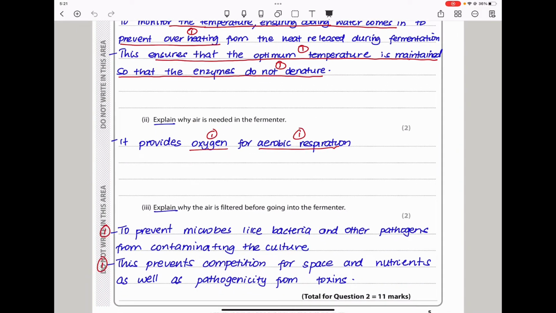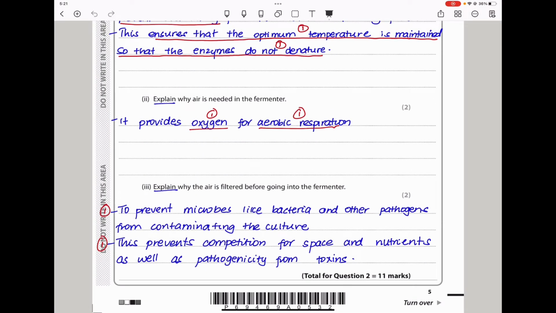The next part, they say, explain why air is needed in the fermenter. Air provides oxygen for aerobic respiration. So this is important. Oxygen is required by these organisms that are inside. Next says, explain why the air is filtered before going into the fermenter. Filtration of air removes any microorganisms, some of which could be pathogenic, from contaminating the culture.